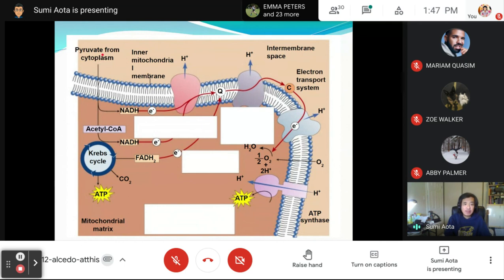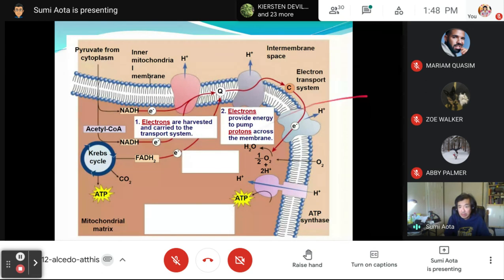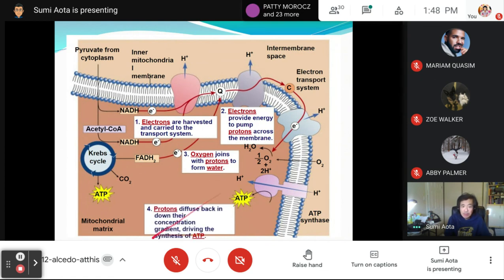So here's what we do. We took pyruvate from the cytoplasm and we strip electrons off of it in the form of electron carriers. Those electron carriers from stages 1, 2, and 3 are then passed on to the electron transport chain to provide energy to pump the protons across the membrane. Oxygen at the end is joined with those protons to form water. And the protons that we pumped across diffuse back through ATP synthase down their concentration gradient, which drives the synthesis of ATP.